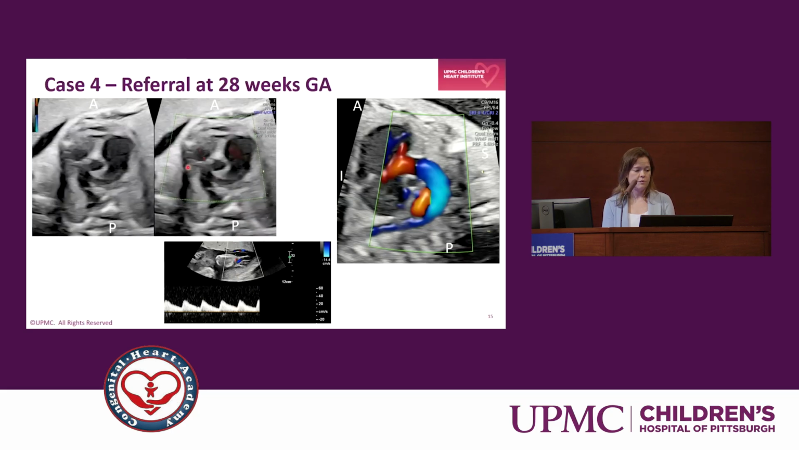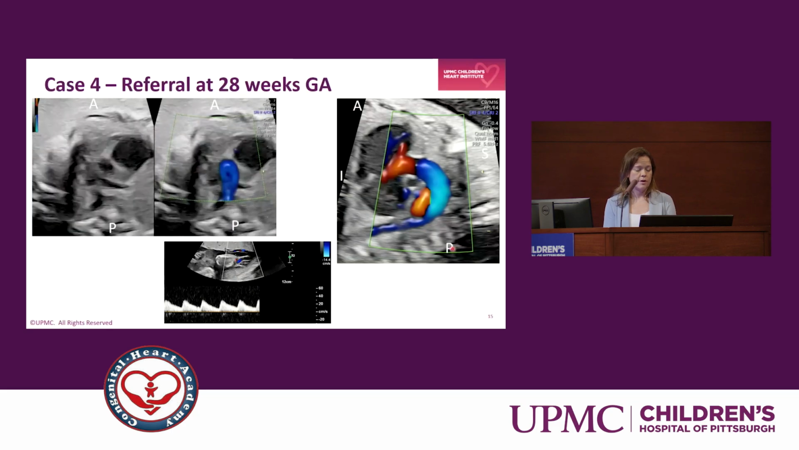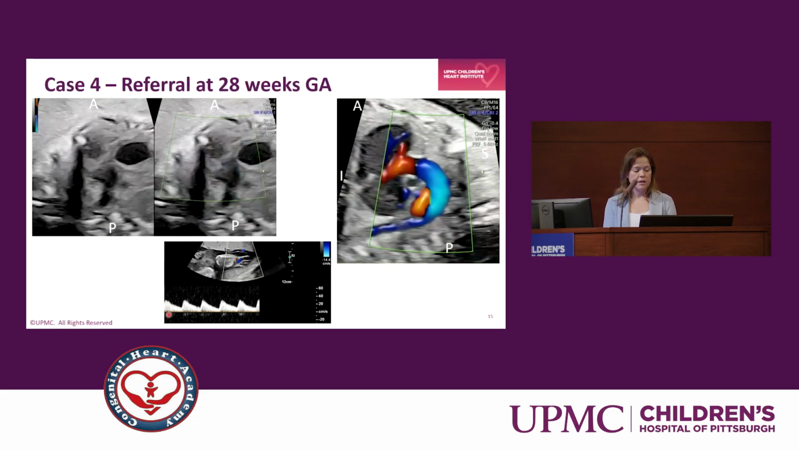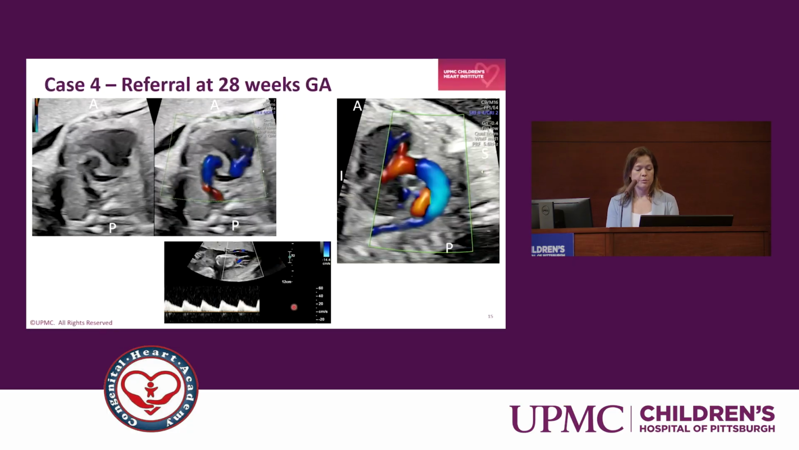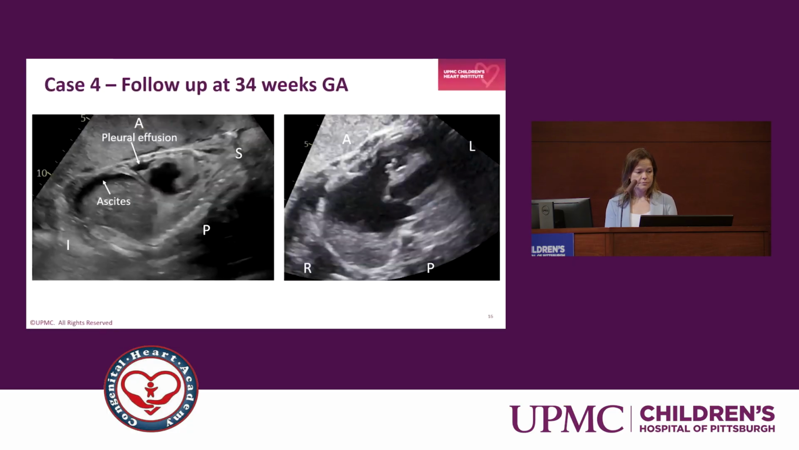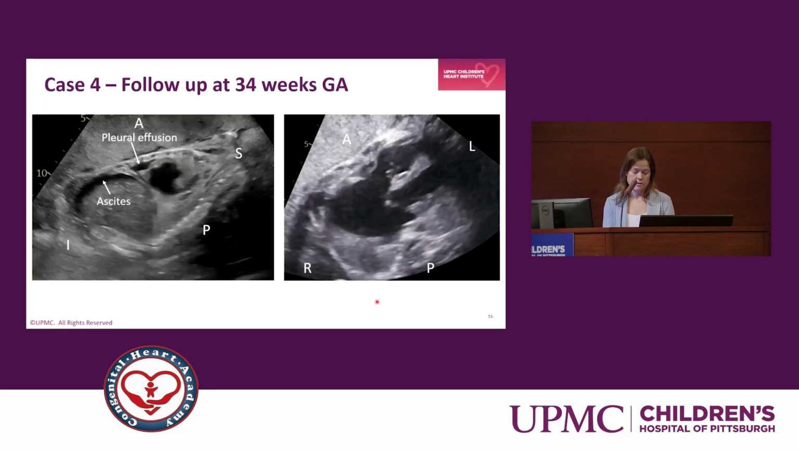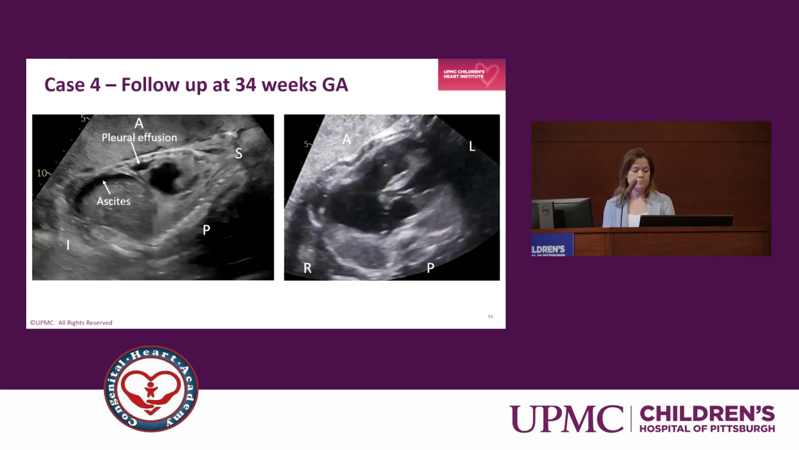So this red jet of color here is flow back into the right ventricle with retrograde flow in the ductal arch. But importantly, there were normal umbilical artery Dopplers at that time. Unfortunately, at follow-up at 34 weeks gestation, the baby had evidence of progressive fetal hydrops. So in the still frame here, we can see that there's ascites and pleural effusions present in this baby. And the clip on the right demonstrates the significant cardiomegaly in the fetal chest at that time.